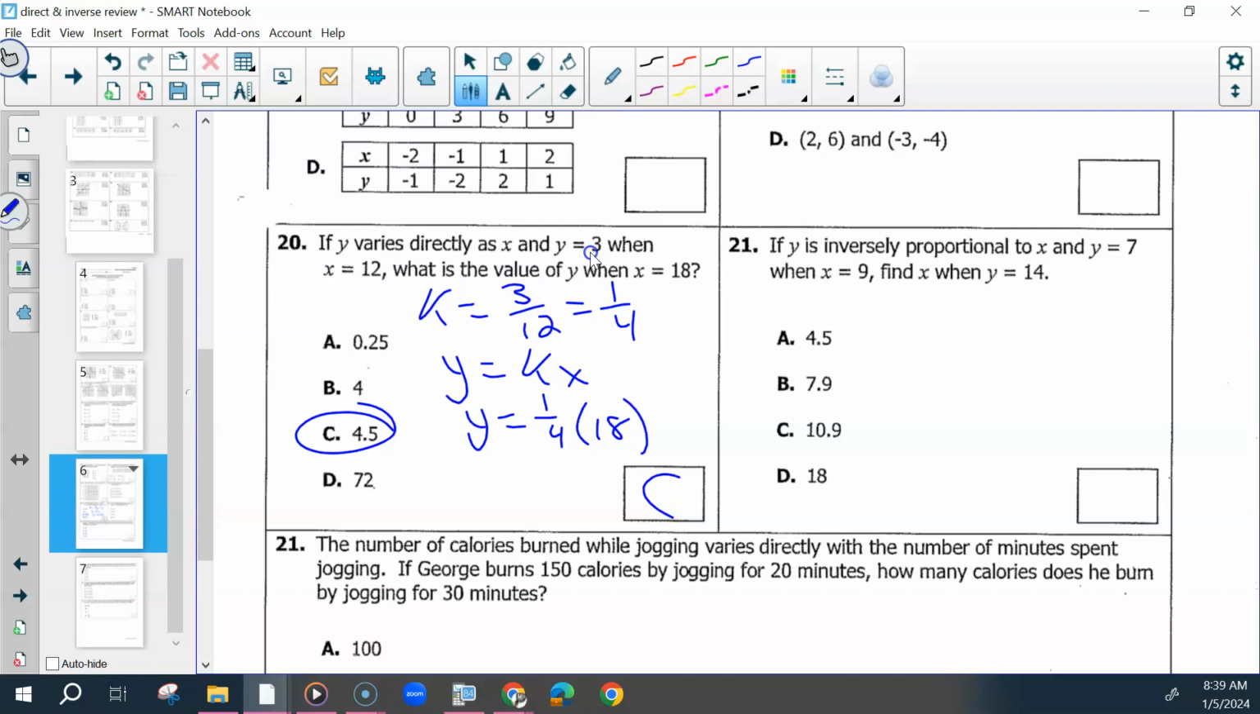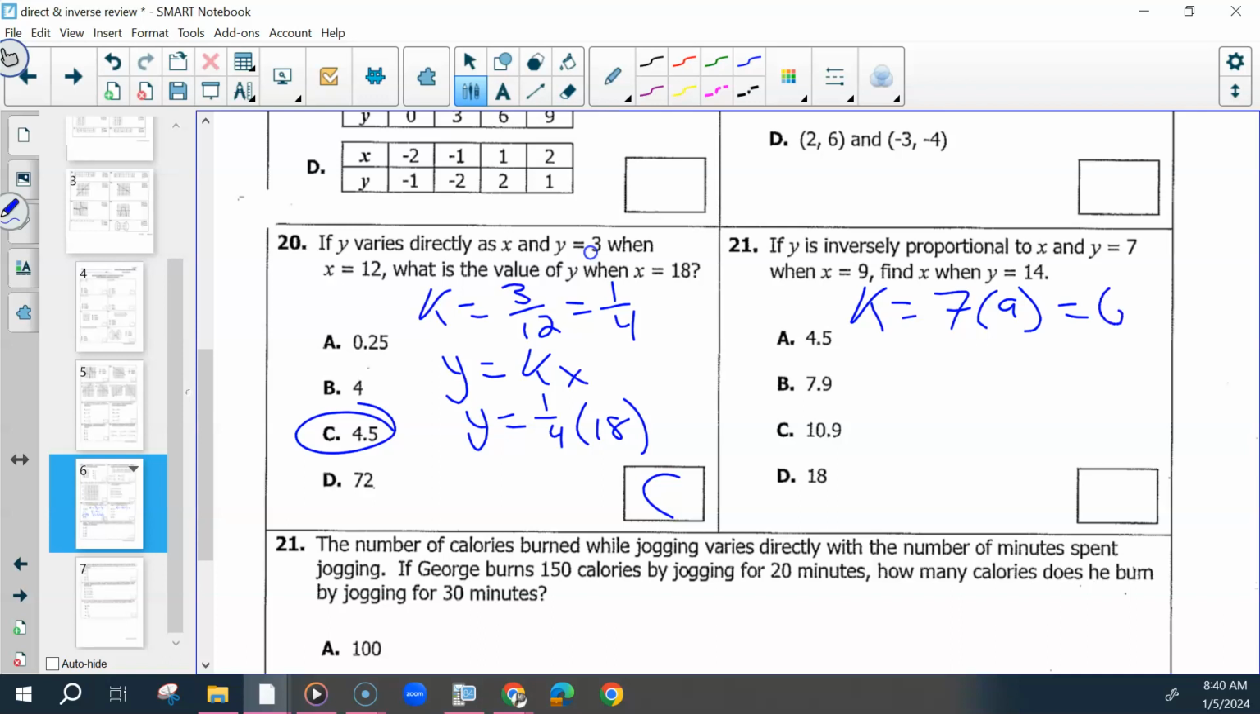Questions on that one before we use 21? Very similar. You're given all the data, but now it is inversely proportional. So now we are in inverse mode. How would we find the k for these? Multiply. So k equals 7 times 9. What is our k value?